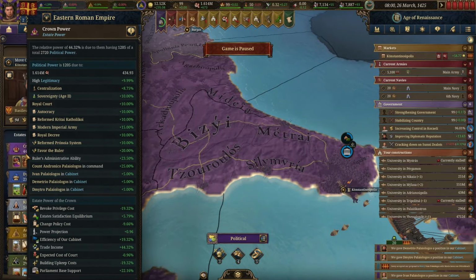But what about crown power? Where does that stem from? If we look at crown power, it's a little different, where the political power stems simply from the population as opposed to the number of pops in an estate. But then why is our political power so low relatively? When there's millions of people in the country, surely we should have more political power.